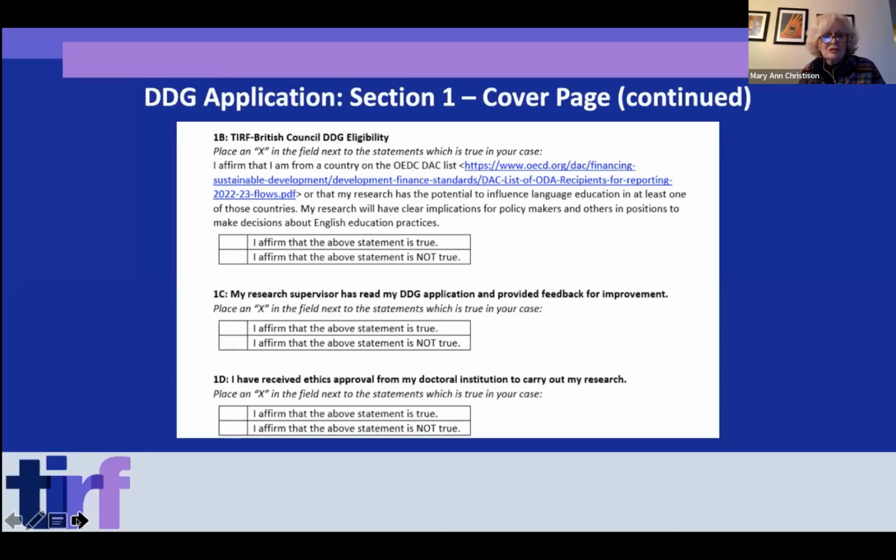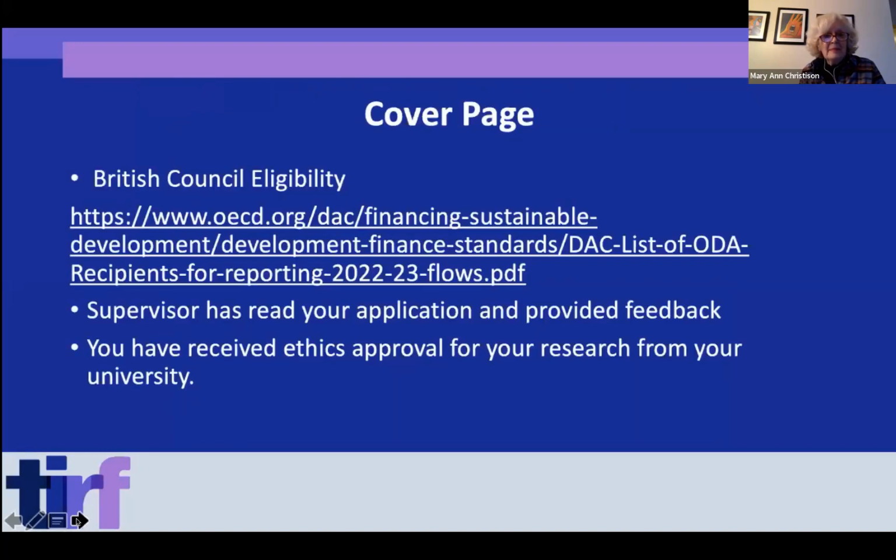So that's all of section 1. But we have put this little page in here in our slideshow just to remind you of these 3 facts that you're going to have to work a little harder on than that first section. British Council eligibility, your supervisors, that your supervisor has read the application, and that you've received ethics approval from your university.